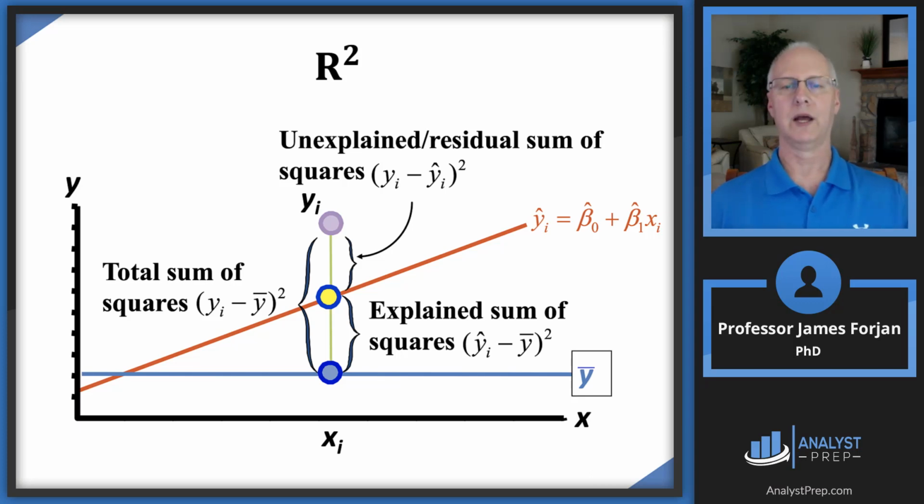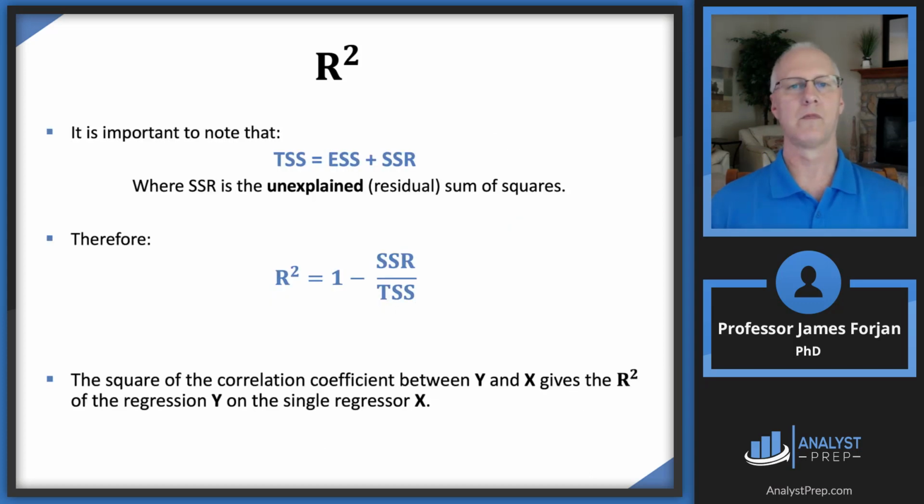So think of it this way: from purple down to blue, that's the total. From purple down to yellow, that's the unexplained. And then from yellow down to blue, that's the explained. And so clearly, total is equal to ESS plus the SSR, of course, which means that you can rearrange that formula and you can get a different equation for R squared.